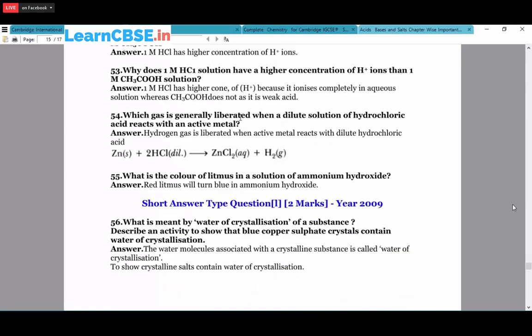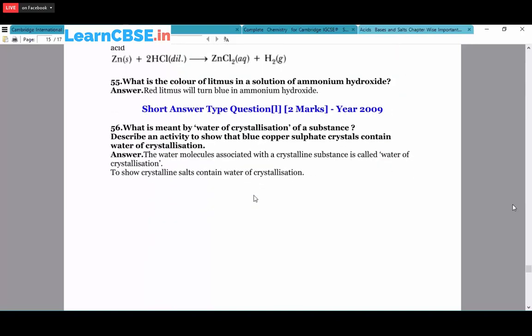Which gas is liberated when a dilute solution of hydrochloric acid reacts with an active metal? The H2 gas will be liberated. What is the color of the litmus in a solution of ammonium hydroxide? The red litmus will turn blue because it is basic in nature.